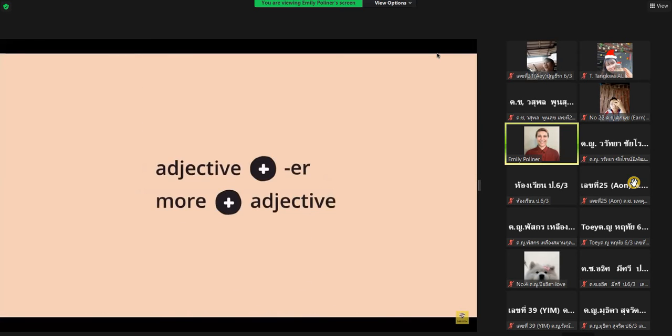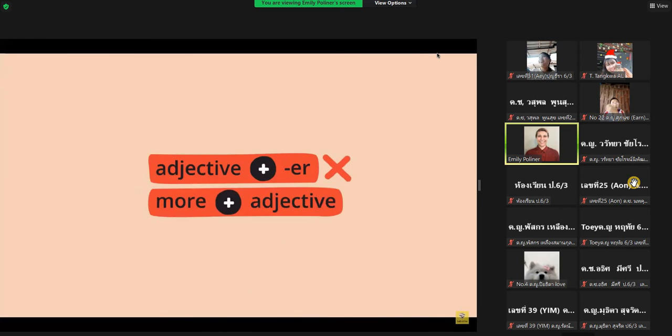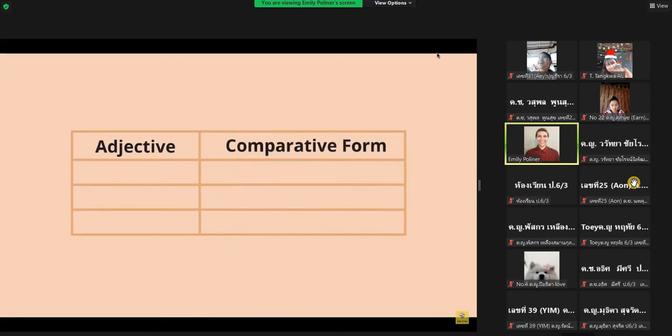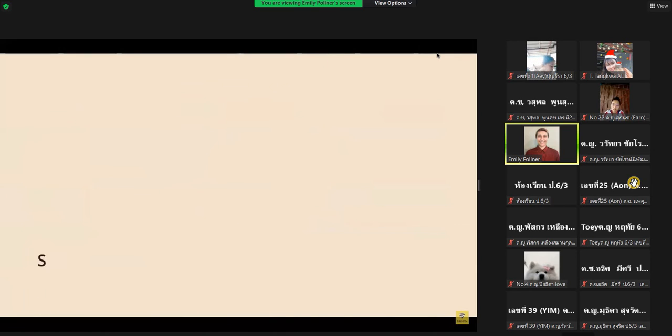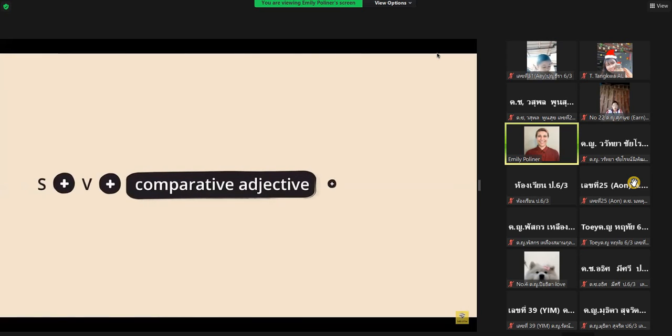Some comparative adjectives in English don't follow the usual rules. For example, the adjective good becomes better in the comparative form. Bad becomes worse, and far becomes farther or further. The most common sentence pattern for comparative adjectives in English is subject plus verb plus comparative adjective plus than plus object.